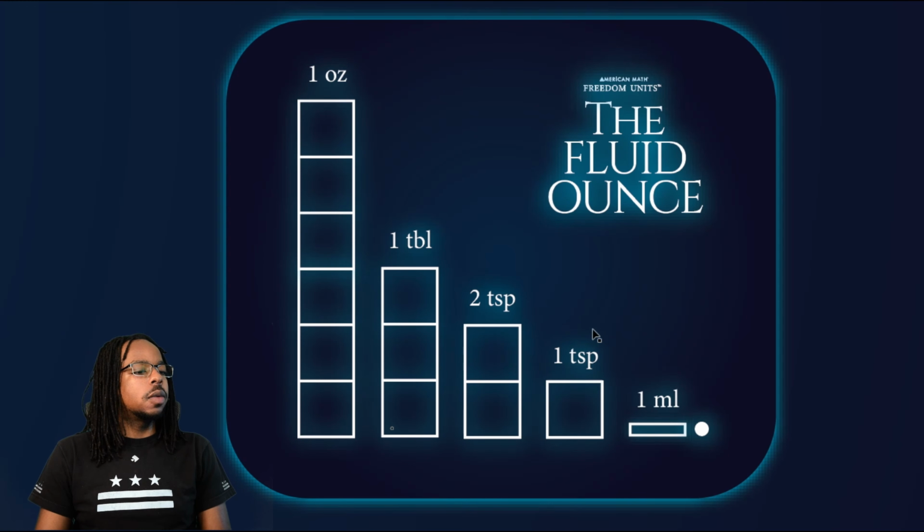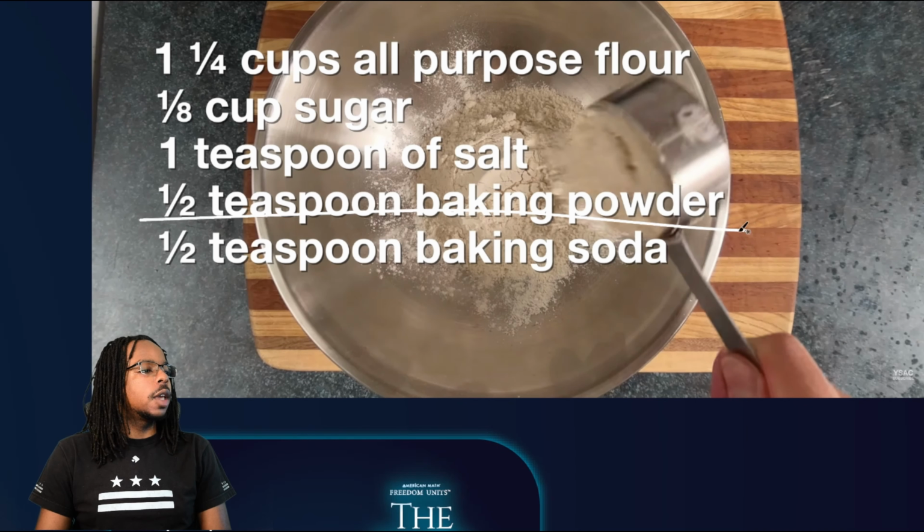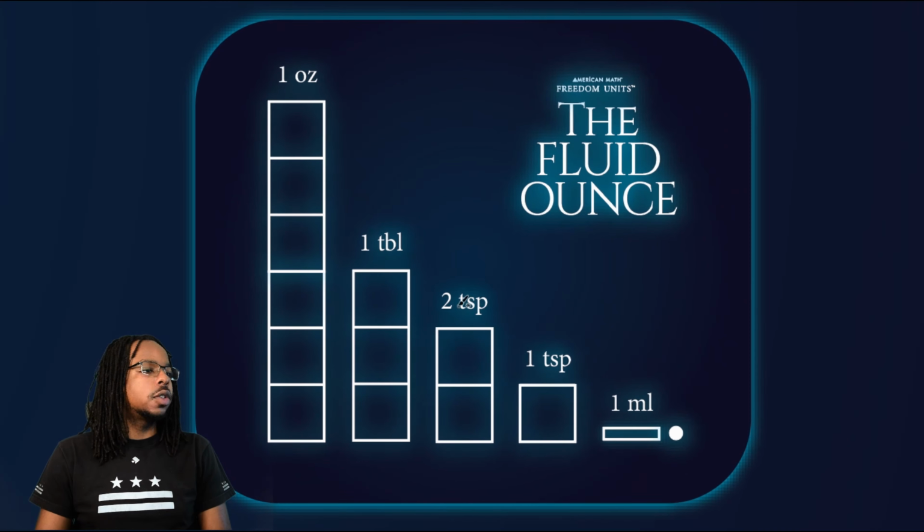So what we can do is we can look up here and say, hey, we have half a teaspoon of baking powder. We'll go down to a teaspoon. We know that 1 teaspoon is 5 milliliters. So half of a teaspoon would be 2.5 milliliters. It's just that simple.